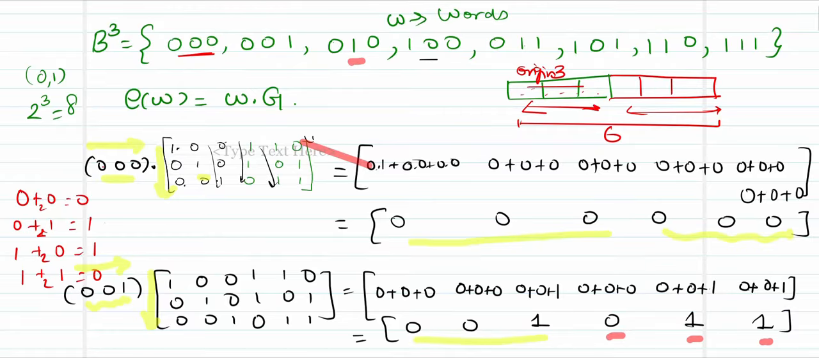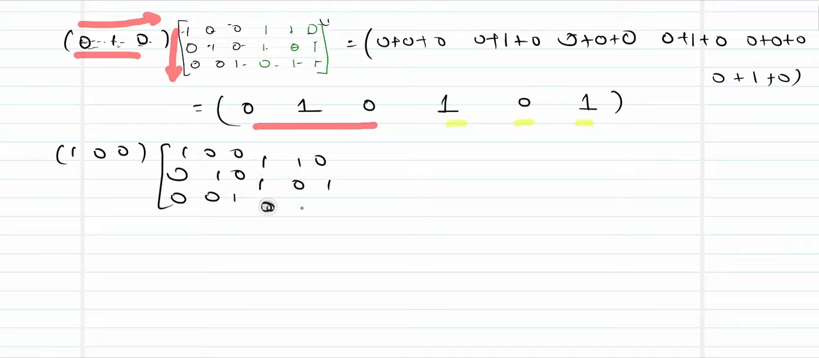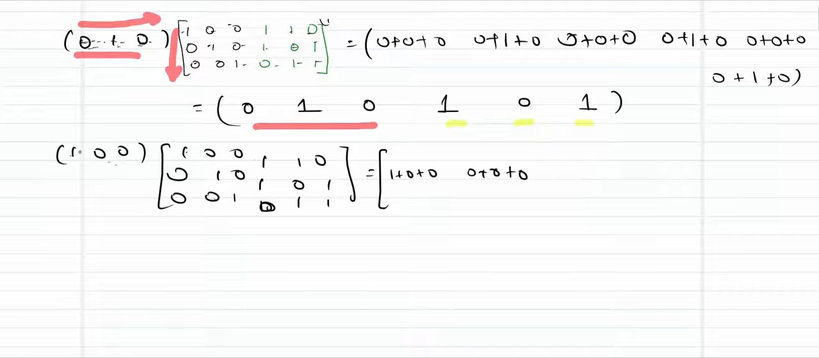What is the fourth word? 1, 0, 0. So 1, 0, 0 with that of 1, 0, 0, 0, 1, 0, 0, 0, 1, 1, 1, 0, 1, 0, 1, 1, 0, 1, 1. Okay, we will begin. 1 into 1 is 1 plus 0 plus 0. Next, 0 plus 0 into 1 is going to be 0 plus 0 into 0 is going to be 0. Next column number 3 is 0 into 1 is going to be 0. 0 into 0 is 0 and 0 into 1 is going to be 0.